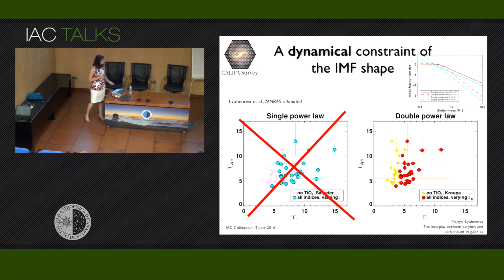So from that test, we actually conclude that the single power law IMF shape is disfavored in these galaxies. Of course, we do not claim that the double power law IMF shape is the correct one. There might be many out there, but we say that this one, single power law with a variable slope, leads to unphysical stellar mass to light ratios.